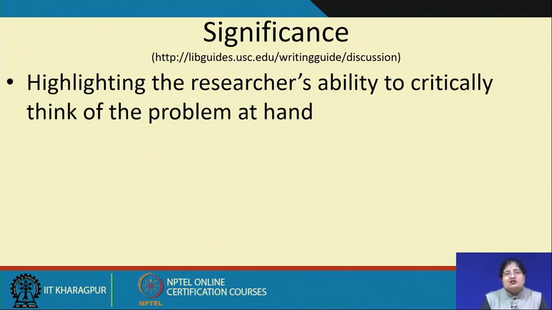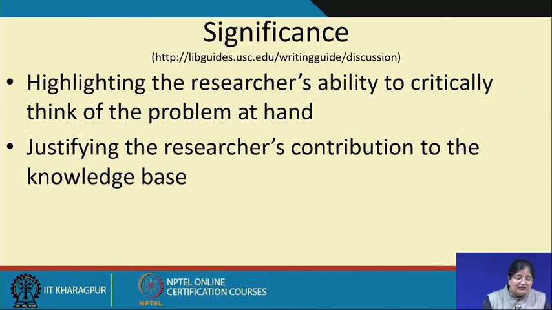So, this section helps the research writer prove to the reader that the researcher is able to think critically of the problem that he or she has taken up. And then this section also helps justify the researcher's contribution to the knowledge base. So, in this section what you do is you take your results and explain them in light of the previous literature, thereby justifying your contribution to the existing knowledge base.